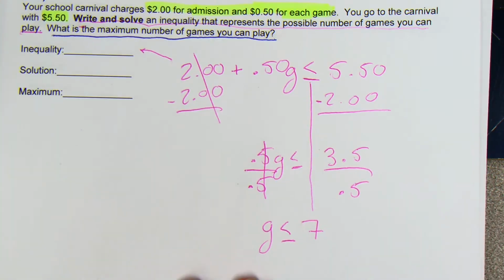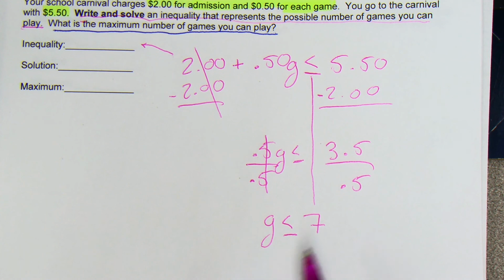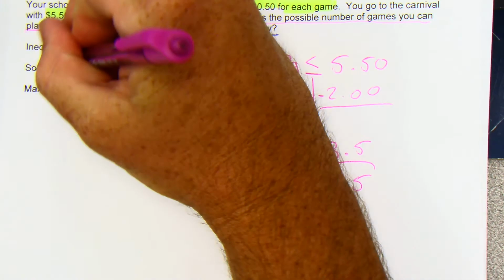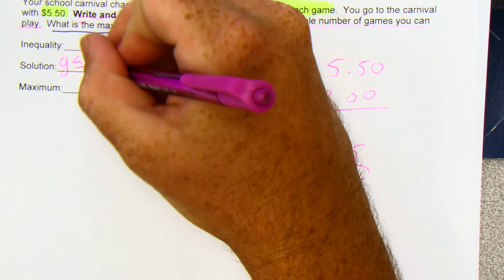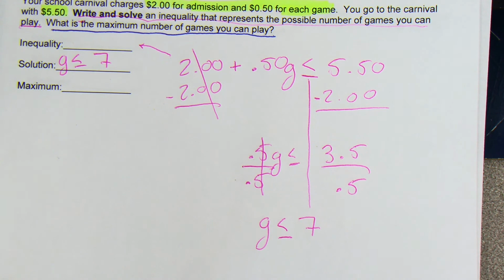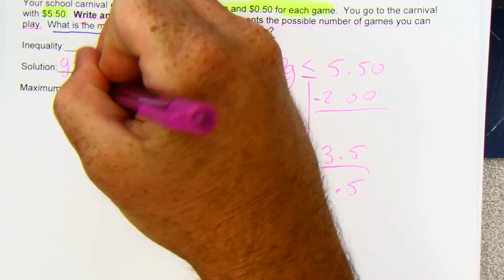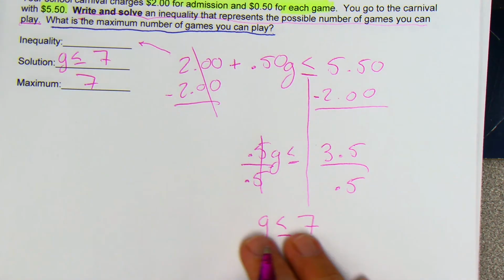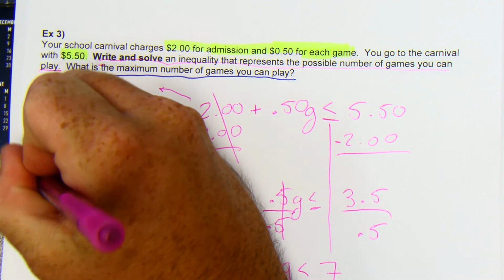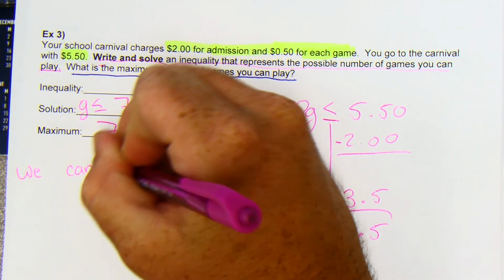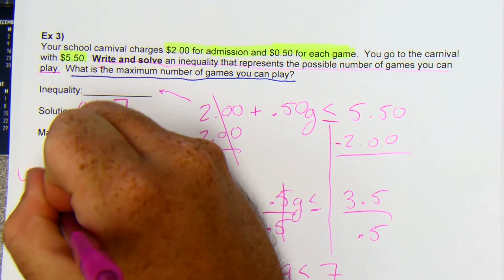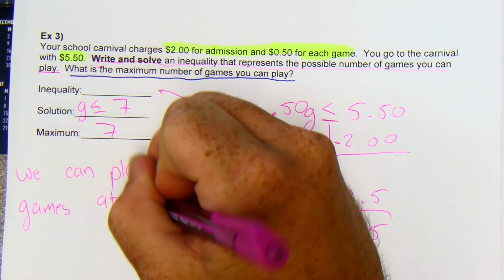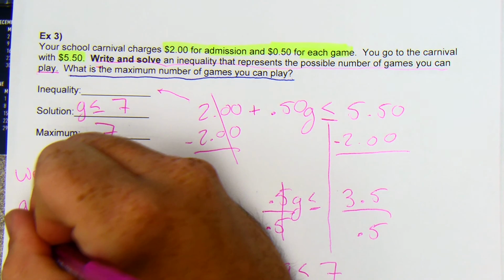What does that mean? Since G represents games, we can play up to 7 games. So our solution is G is less than or equal to 7, and the maximum number of games I can play is 7. Now we want to write our sentence. We can play 7 games at the carnival.